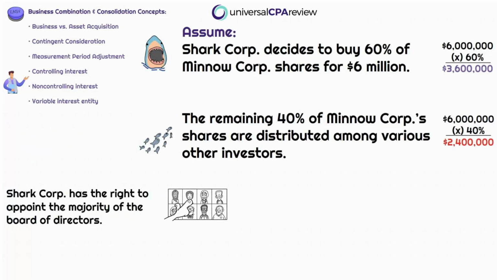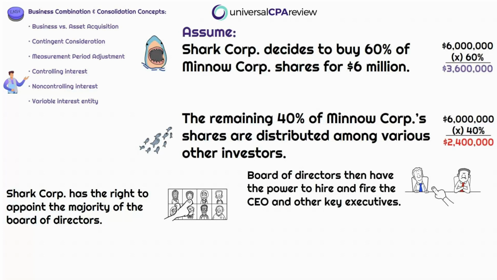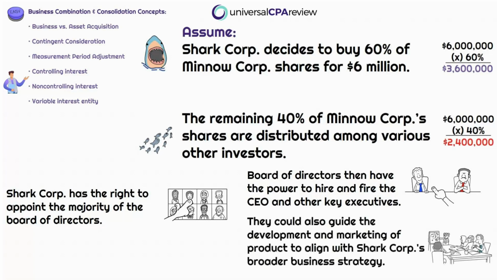For instance, Shark Corp will typically have the right to appoint the majority of the board of directors at Minnow Corp, which in turn has the power to hire and fire the CEO and other key executives. They can also guide the development and marketing of Minnow Corp's software product to align with Shark Corp's broader business strategy.